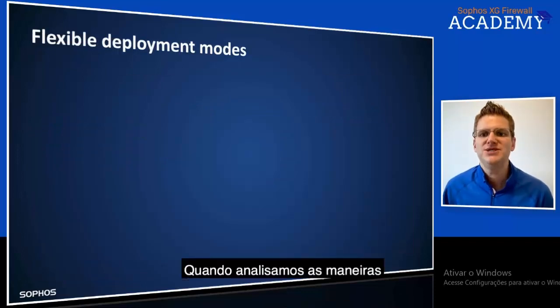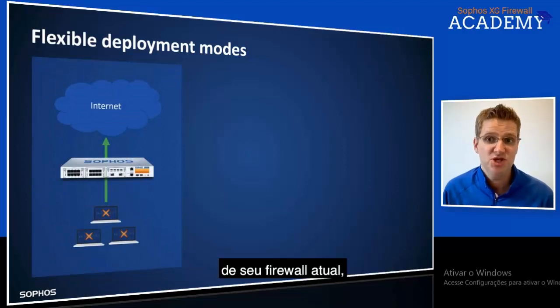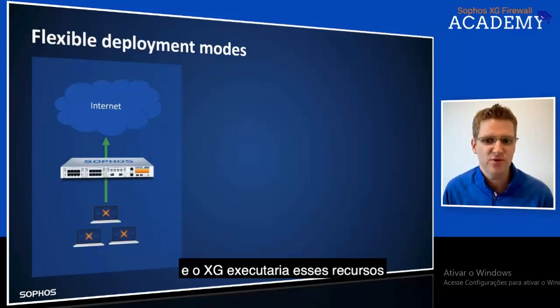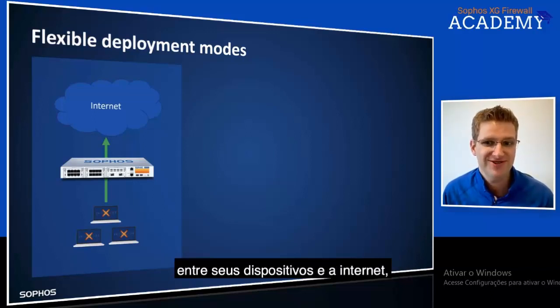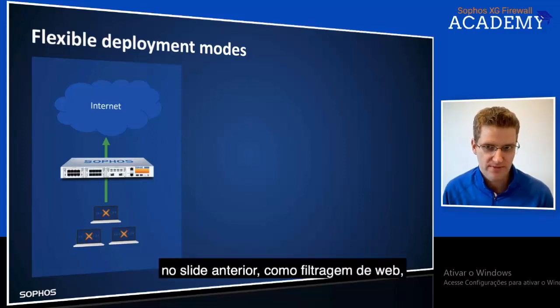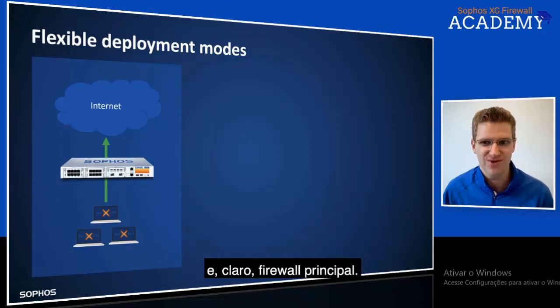Now, when we look at the ways in which we can deploy the XG, we can deploy the XG as a replacement to your current firewall. So in place of what you currently have, the XG would perform those features, and we would sit at the perimeter of your network between your devices and the internet, providing any of those features that you saw on the previous slide, such as web filtering, email filtering, network protection and IPS, and of course, core firewalling.